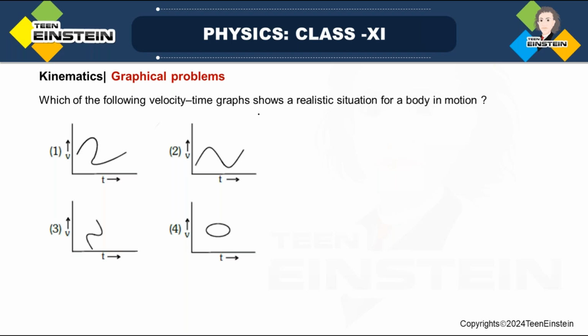Now, which of the following velocity time graphs shows a realistic situation for a body in motion? Realistic situation means velocity should be a single valued function of time, and also there should not be a sharp change. Changes should be smooth. It should not be like this, in a real life case. In figure 1, if I draw a perpendicular like this, for a single time there are two different values of velocity.